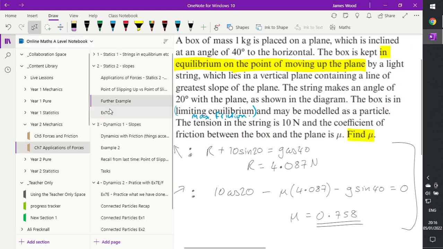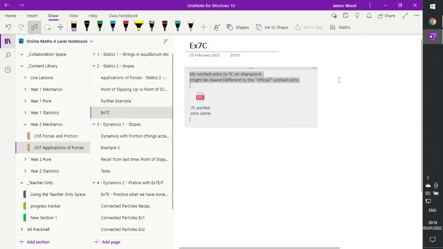So you should now be able to have a go at anything in exercise 7C. I've also got my own worked solutions to that, which sometimes use a slightly different method to the book, so it gives you 2 different ways of doing it. Not quite as nice handwriting as the proper worked solutions, but it might be helpful.